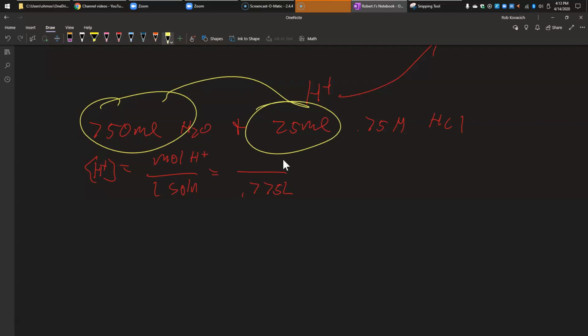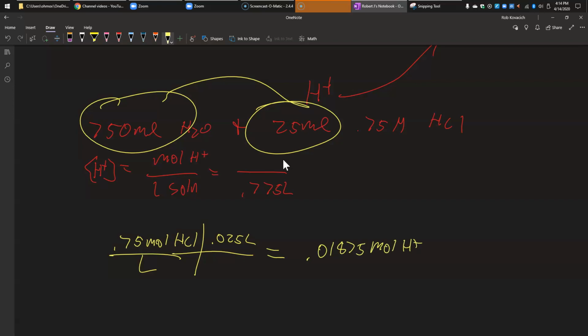Okay. So what's the moles of the H plus? Well, we'd have to do a calculation. I've got 0.75 moles per liter of hydrochloric acid, and I added 0.025 liters, because that's 25 milliliters. So I end up with 0.75 times 0.025, and this gives me 0.01875 moles of H plus, because the liters cancel out. Can you repeat that number again?